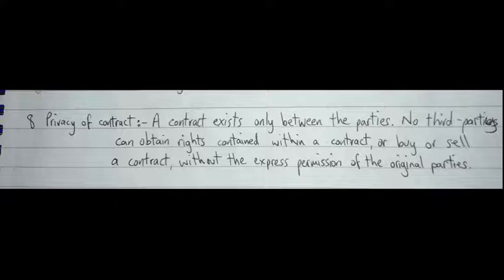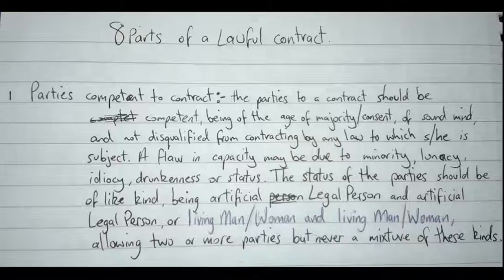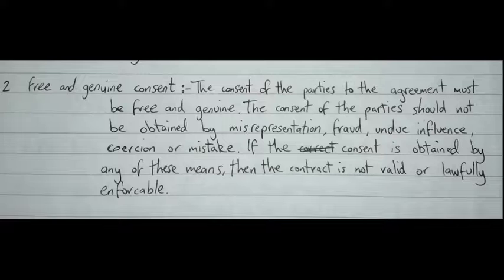Number 5. Certainty of terms. The terms and conditions, or simply the terms, of the contract must be fully disclosed and agreed upon, and must be certain and fixed. For example, not variable as with interest rates.